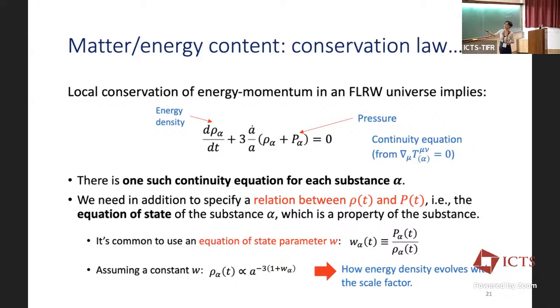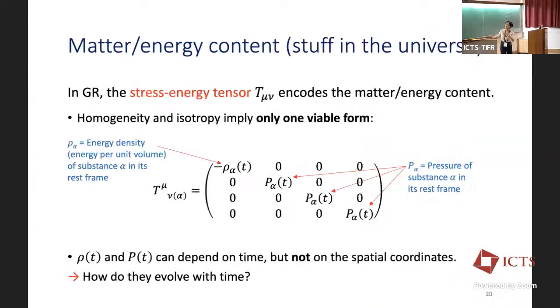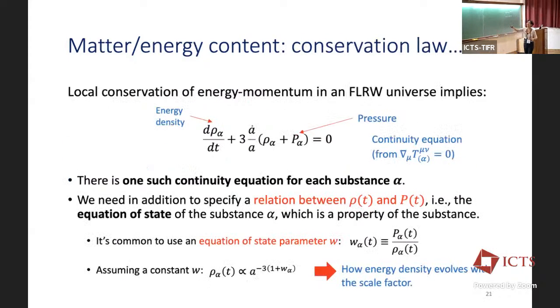Alpha here is a label that I give to the kinds of stuff that I have, because I forgot to mention this T mu nu here. You write down 1 T mu nu for every substance that you have in the universe. So if you have dark matter, you'll write down 1 for dark matter. You have radiation, you write down a T mu nu for radiation, therefore the label alpha. Okay? So the continuity equation, you write down 1 continuity equation for each kind of energy / matter stuff that you have in the universe. Okay? So it's d rho dt, and it depends on a number of things like how the scale factor is evolving. It depends on the pressure.